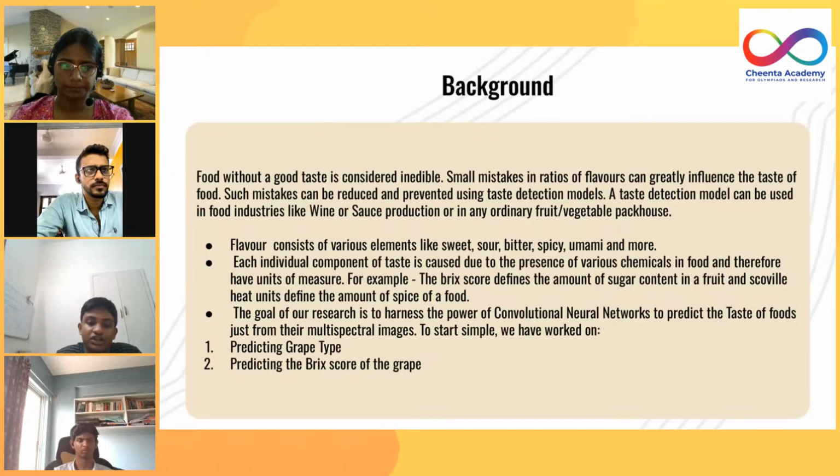The goal of our project is to harness the power of convolutional neural networks to predict the taste of foods just from multiple images, and later on from RGB images, normal images. To start with, we worked on two tasks. First is predicting grape type, then predicting the brix score of the grape, and then also predicting brix using both the type of the grape and its brix. Next slide.